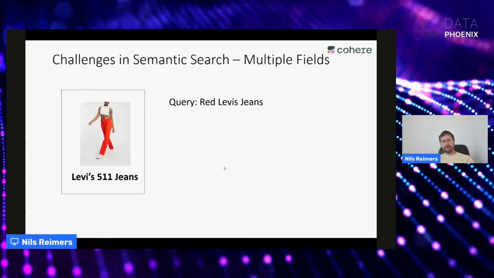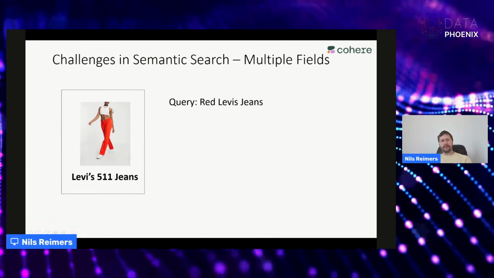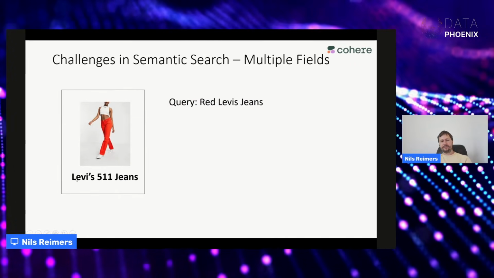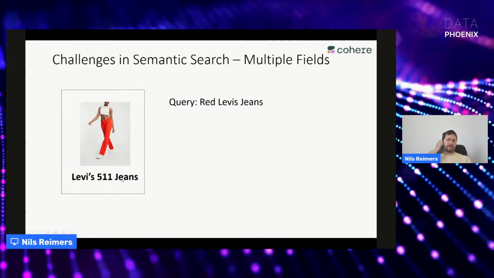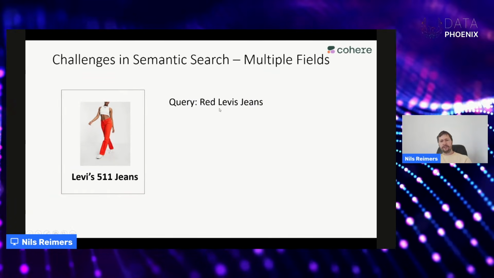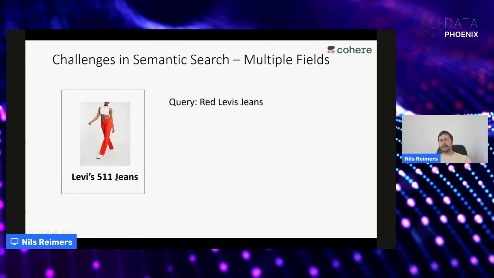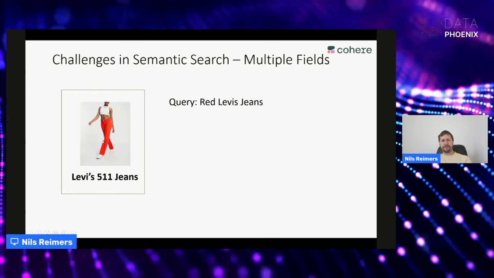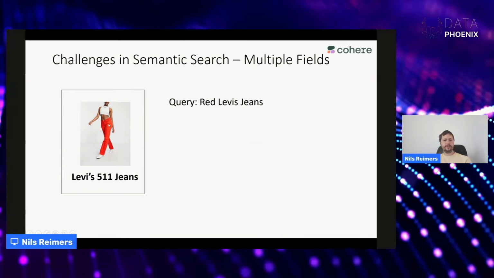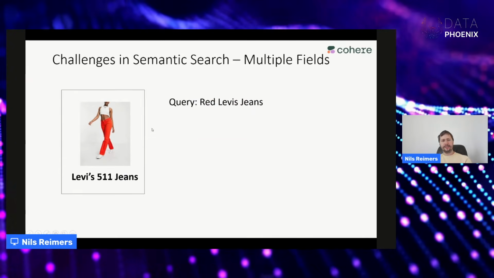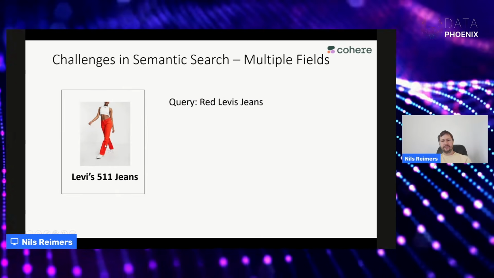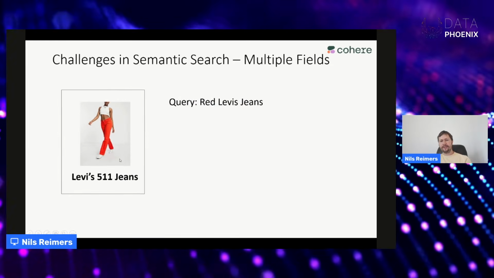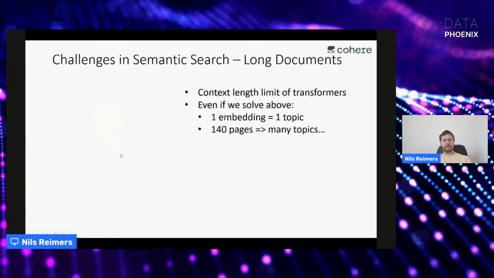Further challenges, like multiple fields. Let's say in e-commerce again, you have a product image like this, and some text, a product title like this. If you search for red Levis jeans, it's really hard to answer this. If you embed the text into the vector space, you know this is a Levis jeans, but you don't know the color. If you encode the image, you know there's a jeans, but also a top and a necklace in it, but you don't know that this is a Levis jeans. How can you get the information from the image as well as the text? Currently this doesn't work.